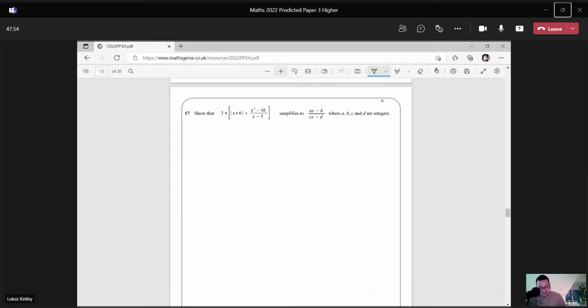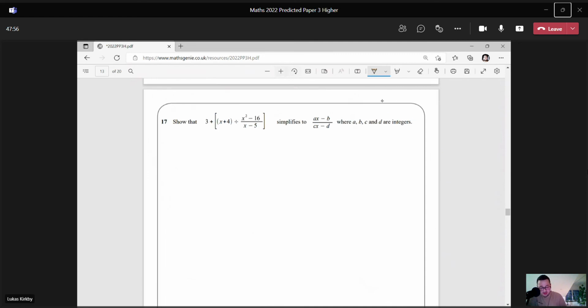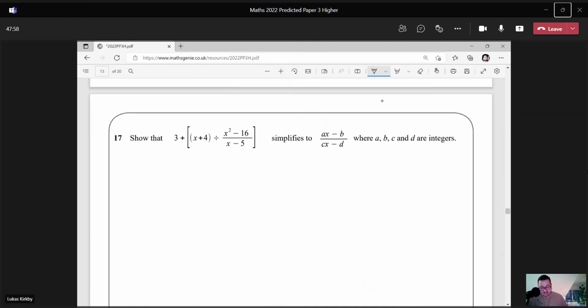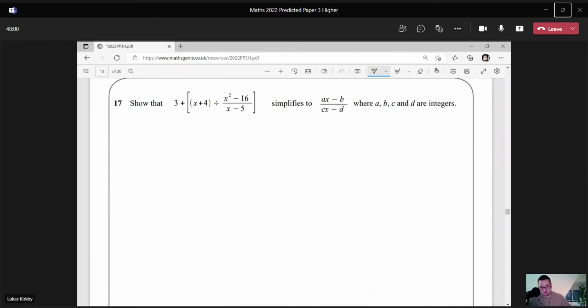All right, so number 17, so we want to show that 3 plus x plus 4 divided by x squared minus 16 over x minus 5 simplifies to ax minus b over cx minus d, where a, b, c, and d are integers. Okay, so this looks pretty complicated, but we'll just do it step by step and see how we get on. Now, the first thing I'm noticing is that I'm dividing by a fraction.